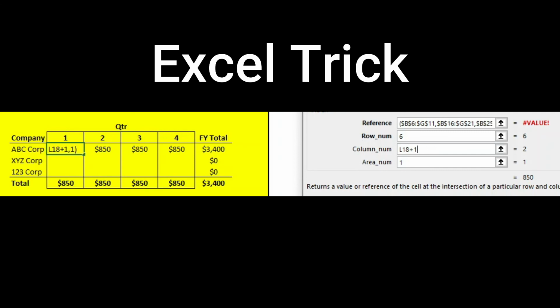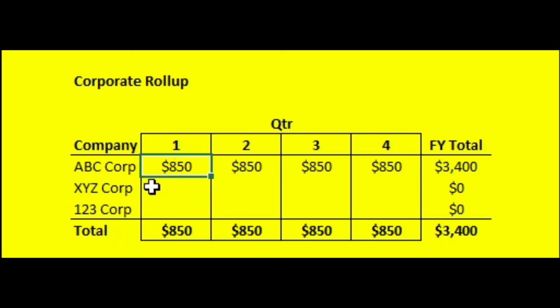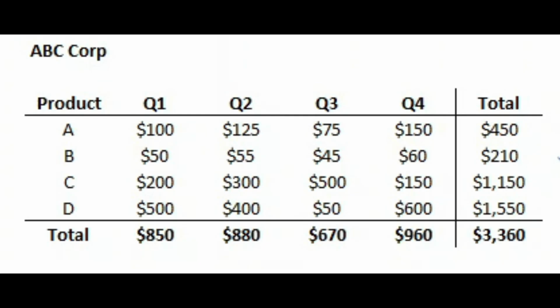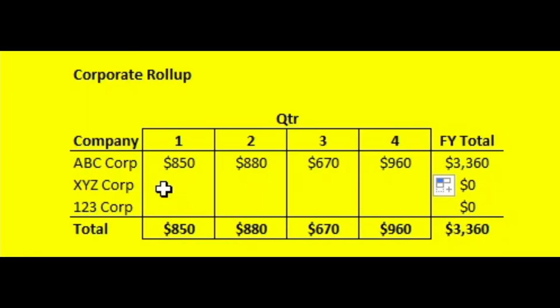And now we're going to click OK, and we're going to drag this over. And what you're going to see is 3360 now. And if we go over to subsidiary quarterly sales, 3360 is the correct answer. So we know we have done our index function correctly.